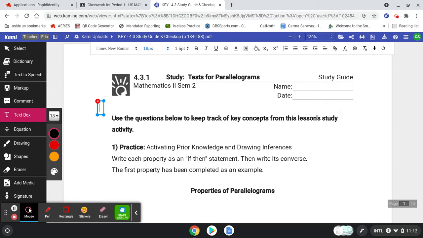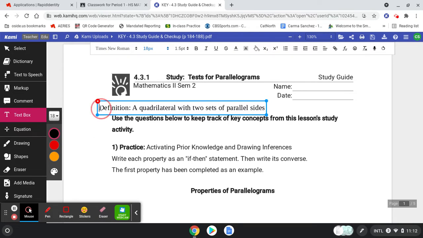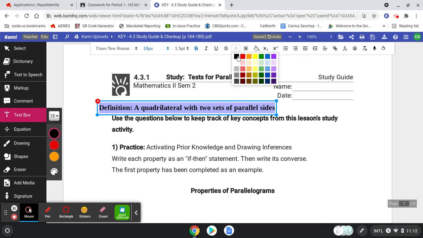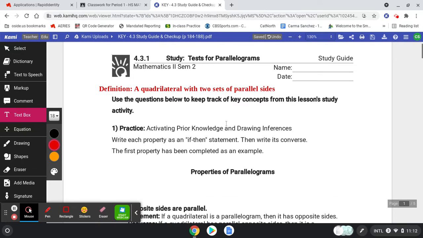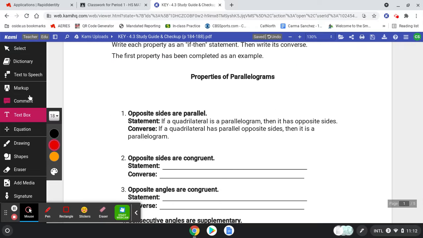definition versus properties. So, for example, the definition of a parallelogram is a quadrilateral with two sets of parallel sides. That's like the minimum requirement for something to be considered a parallelogram. So this definition is looking at the minimum things that have to happen in order for it to be considered a parallelogram. But once I know it's a parallelogram, then I can know that all these properties are true.